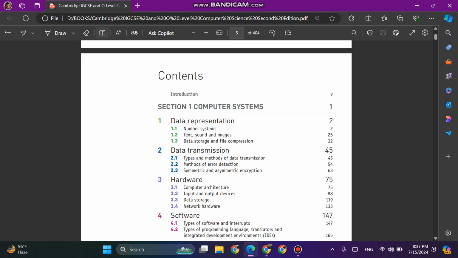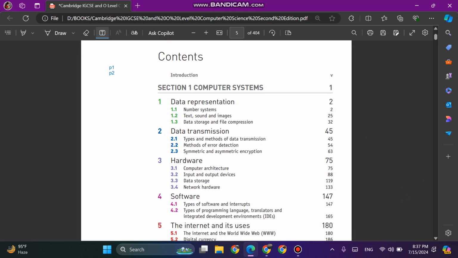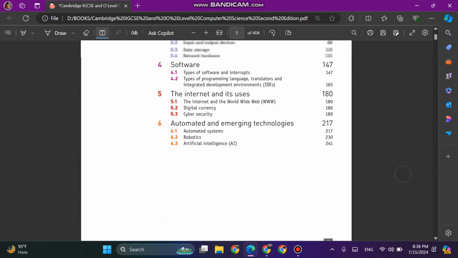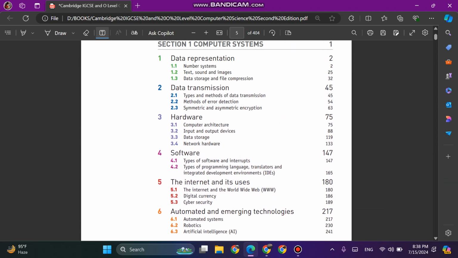Basically, your O levels computer science paper has two components, P1 and P2. P1 is totally based on theory, and P2 is totally based on algorithm design, pseudocode design, and flowcharts. In P1, as I told you, it is based on theory. So in this component, you will cover the first 6 chapters.